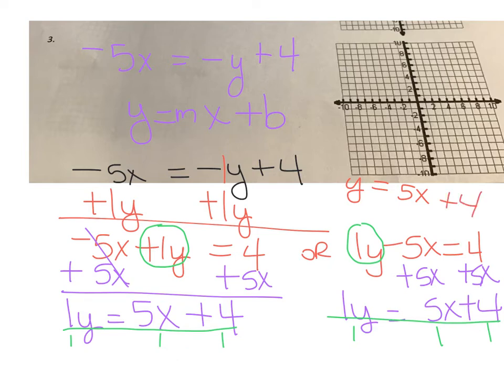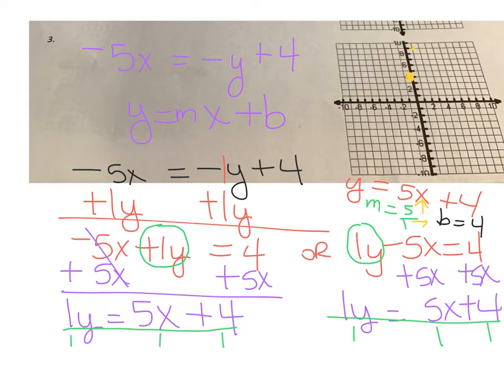So there is my answer in slope-intercept form, but before I can graph it, I need to identify m and b. So my m is 5 over 1, because it has to be a fraction, and my b is 4. Okay, so if I go to my line, I always start with the b, so I'm going to start at the origin, and I'm going to go up to 4 on the y-axis. If my slope is 5 over 1, that means I'm going to rise 5, and I'm going to run 1 to the right.